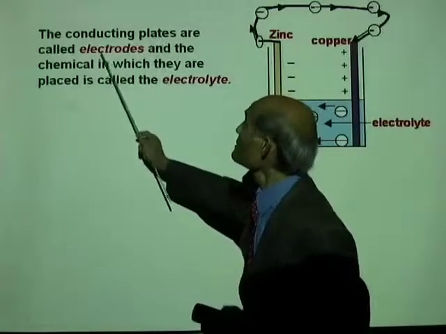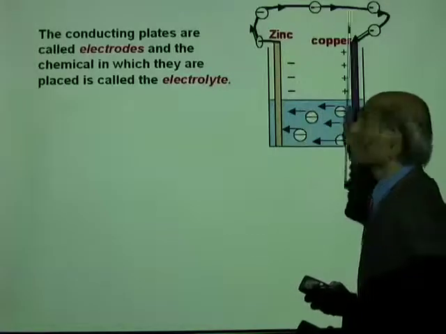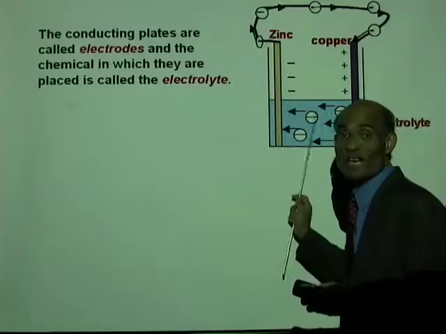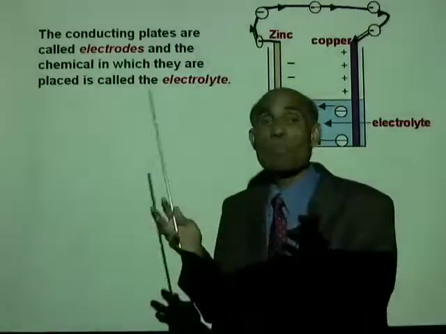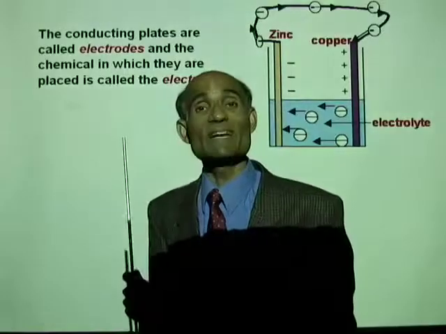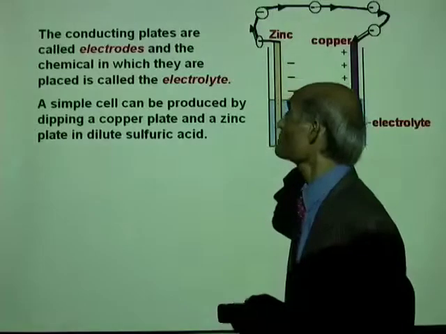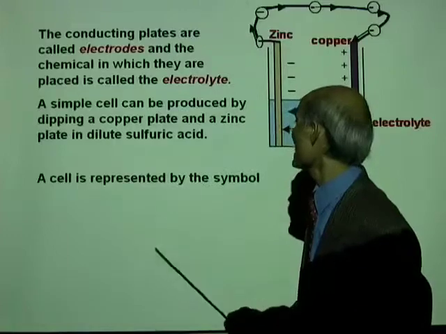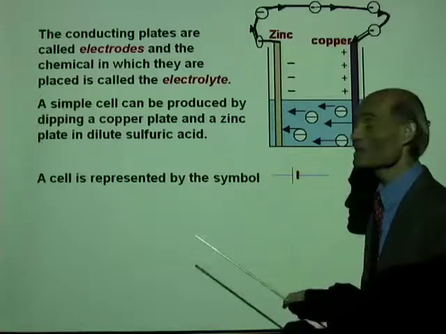The conducting plates are called electrodes. Zinc is the negative electrode and copper is the positive electrode, and the solution, the acid in there, is called the electrolyte. So the basic parts of a cell are electrodes and electrolyte. Now, a simple cell can be produced by dipping a copper plate and a zinc plate in dilute sulfuric acid, as I showed you. And a cell is represented by the symbol.